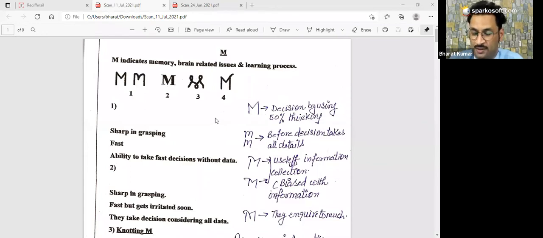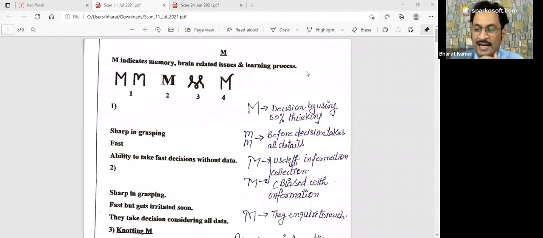In that case, decision is taken using 50% logic. Meaning, if you are supposed to take any decision, you will use up to 50% logic, and 50% of your decision will be illogical. So remember, M should always be balanced. If you are taking 50% of decisions by proper thinking and 50% illogical, obviously you have equal chances to make mistakes.